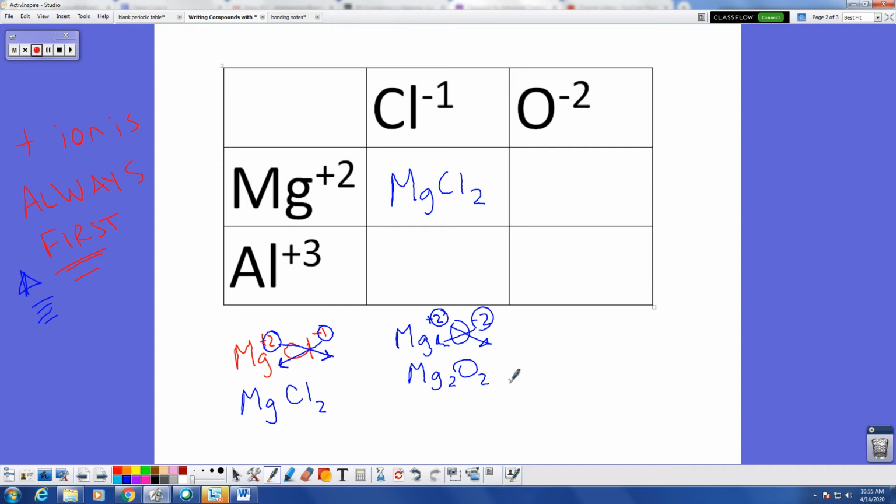this is what I call a tutu. Okay, we don't have tutus in chemistry class. Tutus are for dance class. You know, you do ballet, you wear the tutu, you spin around. Because we want the smallest whole number ratio. Okay, so another rule. Tutus not allowed.